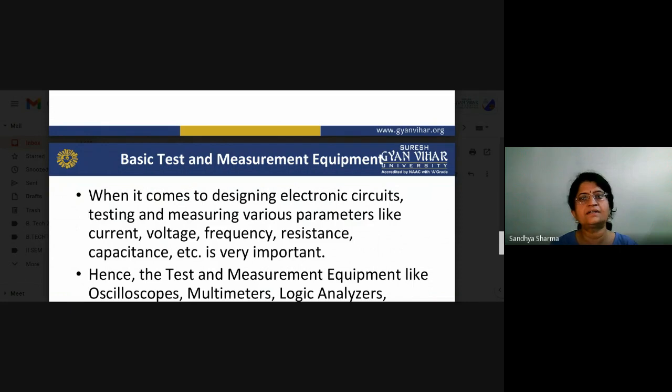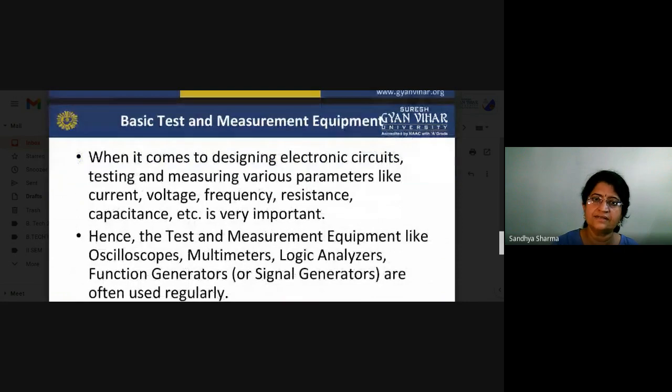When it comes to designing an electronic circuit, testing and measuring various parameters like current, voltage, frequency, resistance, and capacitance is very important, and we have to measure these parameters frequently. Hence, test and measuring equipment like the oscilloscope, multimeter, logic analyzer, and function generators are often used regularly.